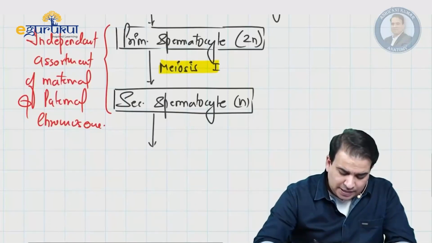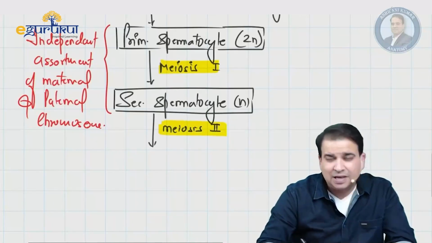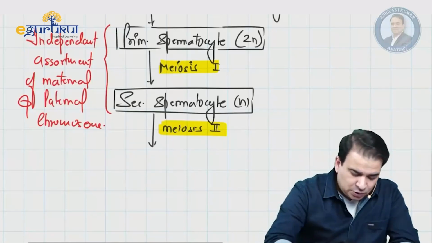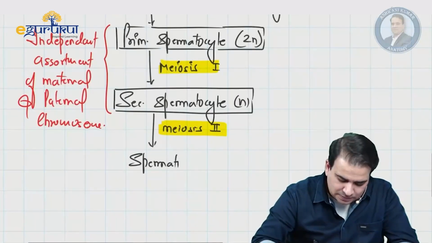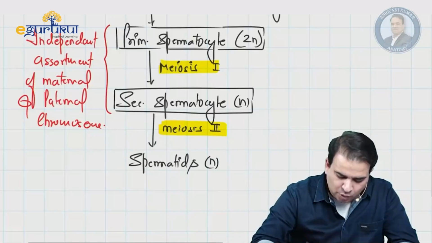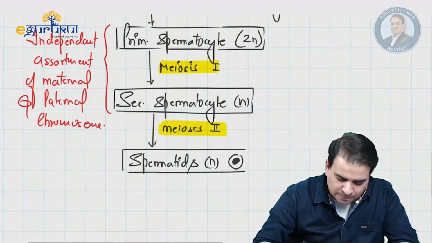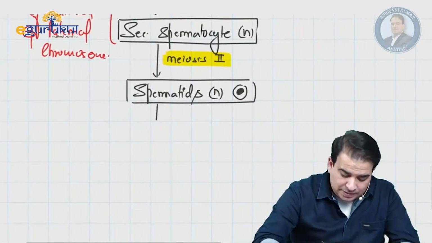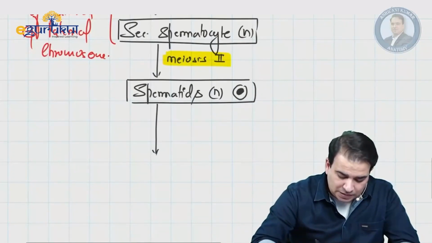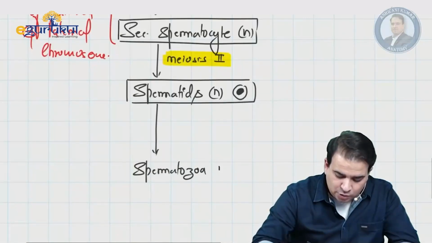Now this secondary spermatocyte will undergo the process of meiosis 2, right? And as we all know, meiosis 2 is an equational division. It's just like mitosis. So as a result of this meiosis 2, there is a formation of the spermatids. These haploid spermatids, these circular cells, are formed. And these spermatids will get converted into the typical spermatozoa.